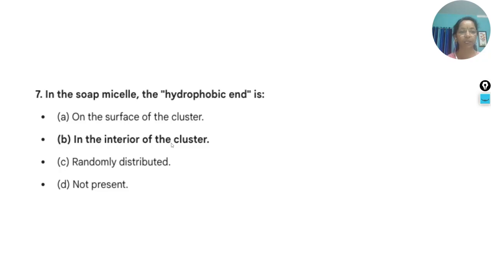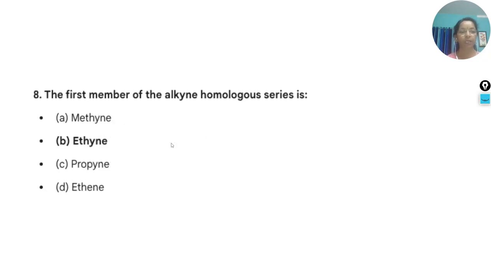The first member of the alkyne homologous series. Alkyne means we are expecting a triple bond between carbon-carbon, so there should be minimum 2 carbons. It cannot be methane because no triple bond is possible with 1 carbon. So the first member is ethyne with 2 carbons. A triple bond is compulsory for alkyne.